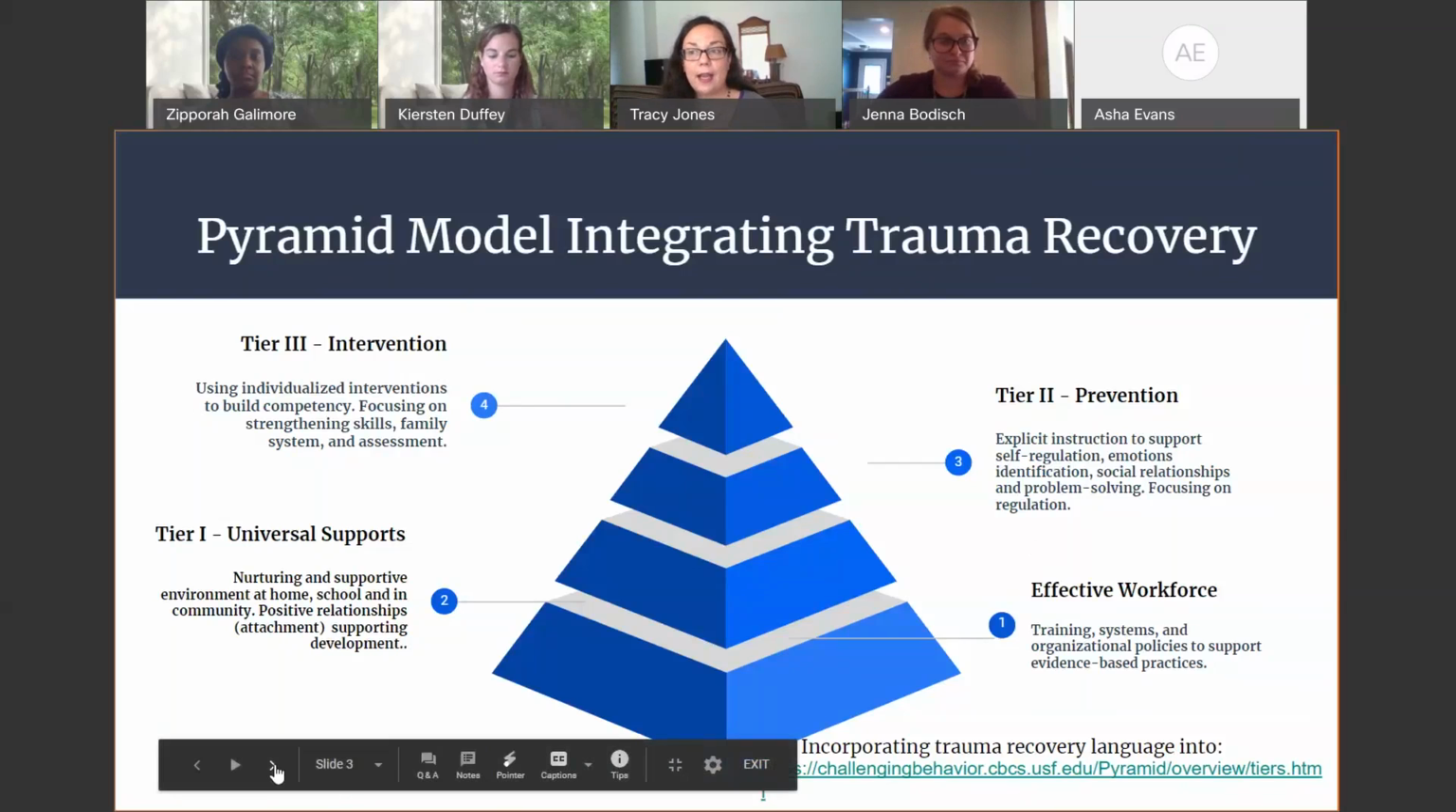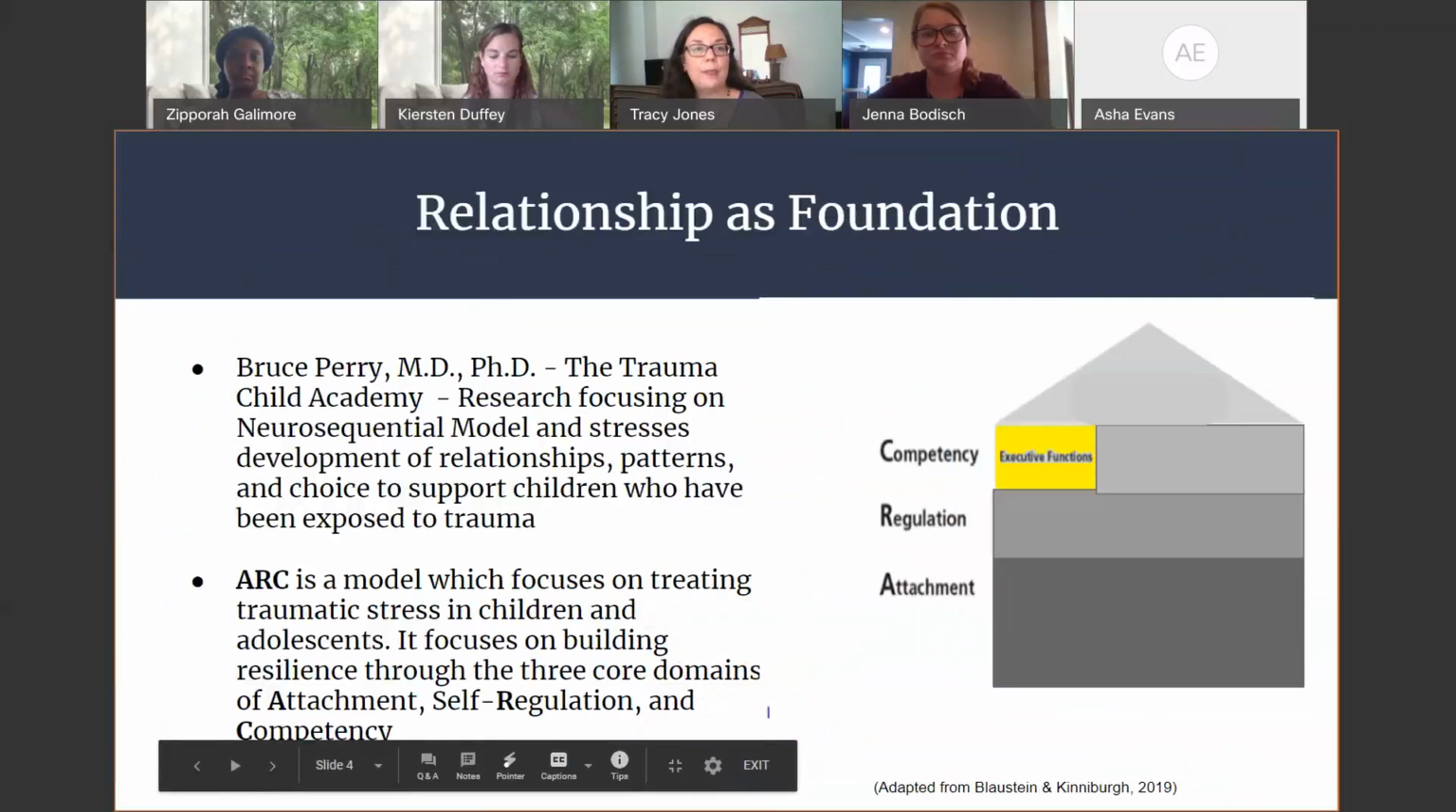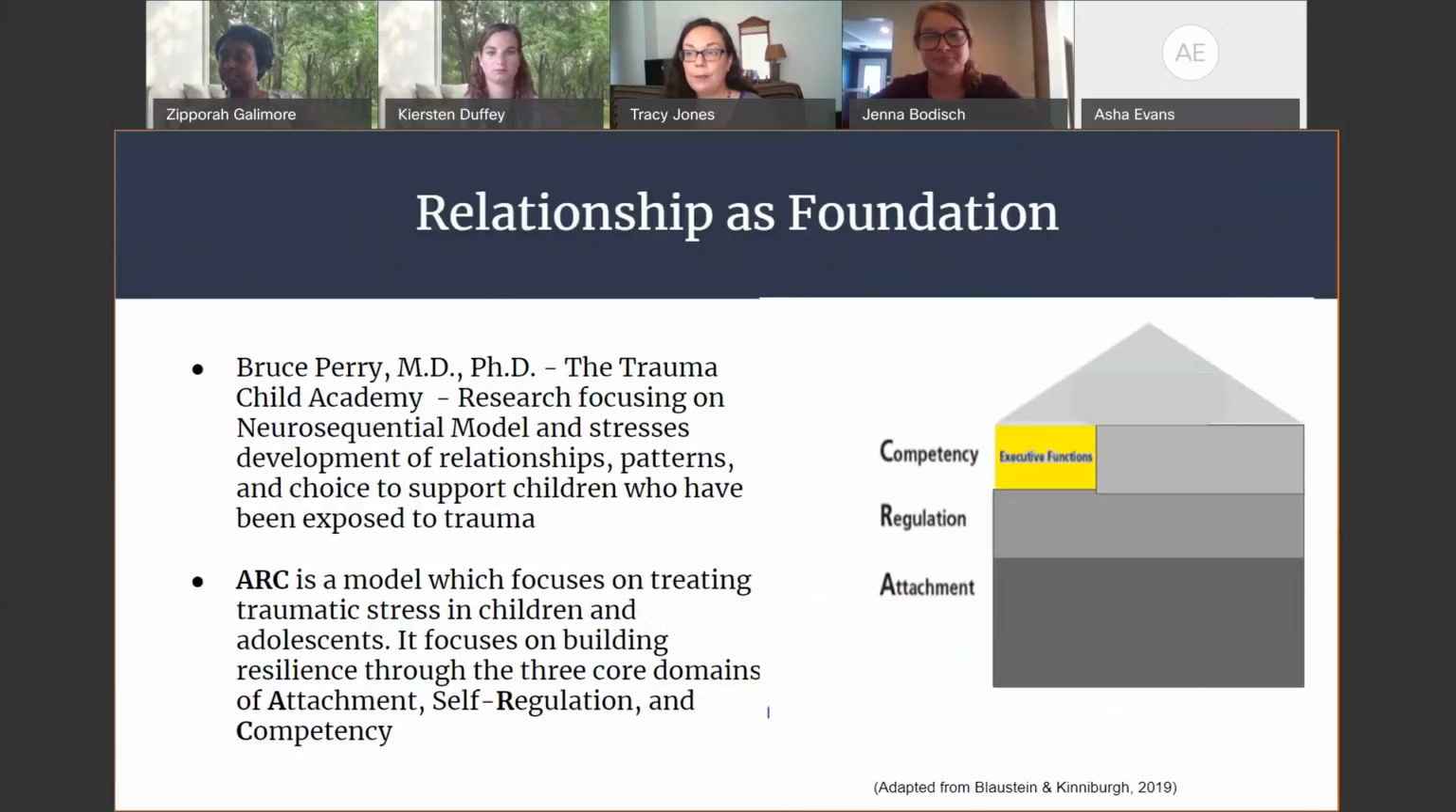The next slide talks about our relationship being a foundation with our students. Wanted to first talk a little bit about Bruce Perry's work. He's a psychiatrist who's focused his research and practice on childhood trauma and how to assist children who have experienced adverse childhood events using therapeutic, educational, and enrichment activities. He's looking at a neurosequential model to inform treatment, which is focusing on attachment and regulation. You're noticing a theme here, to move to higher level brain functioning.